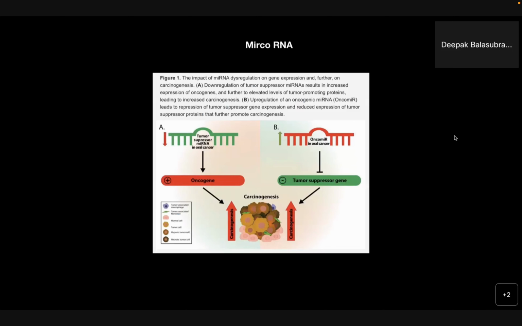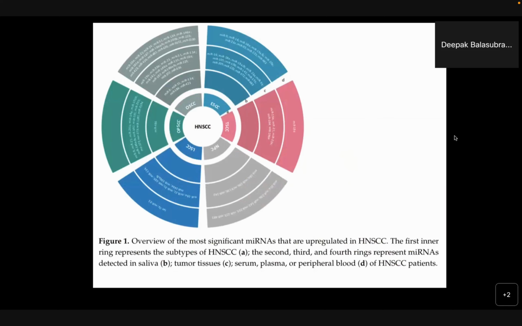Now, there's another aspect called microRNAs, and these have been described very commonly these days. MicroRNAs can be detected in various bodily fluids, and there are two types. One is the tumor suppressor microRNA, and there's a tumor promoter microRNA. The tumor suppressor is downregulated, which causes an increase in the oncogenes, whereas in tumor promotion, oncogenes are upregulated, and that causes inactivation of the tumor suppressor genes, and both of these lead to carcinogenesis.